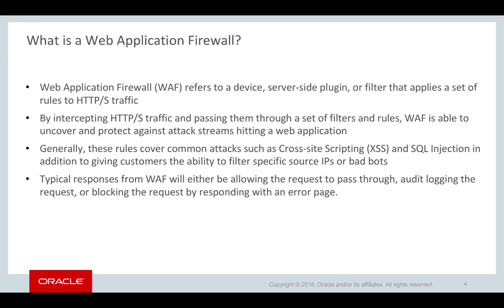WAF acts as a reverse proxy that inspects all traffic flows or requests before they arrive at the origin web application. It also inspects any responses going from the web application server to the end user. Most of those attacks are based on custom scripts that exploit vulnerabilities of the web application. When a web application firewall recognizes one of those attack requests, it can perform actions based on the configuration that you define. It can allow the request to pass through, log the request, or block the request, responding with an error page.